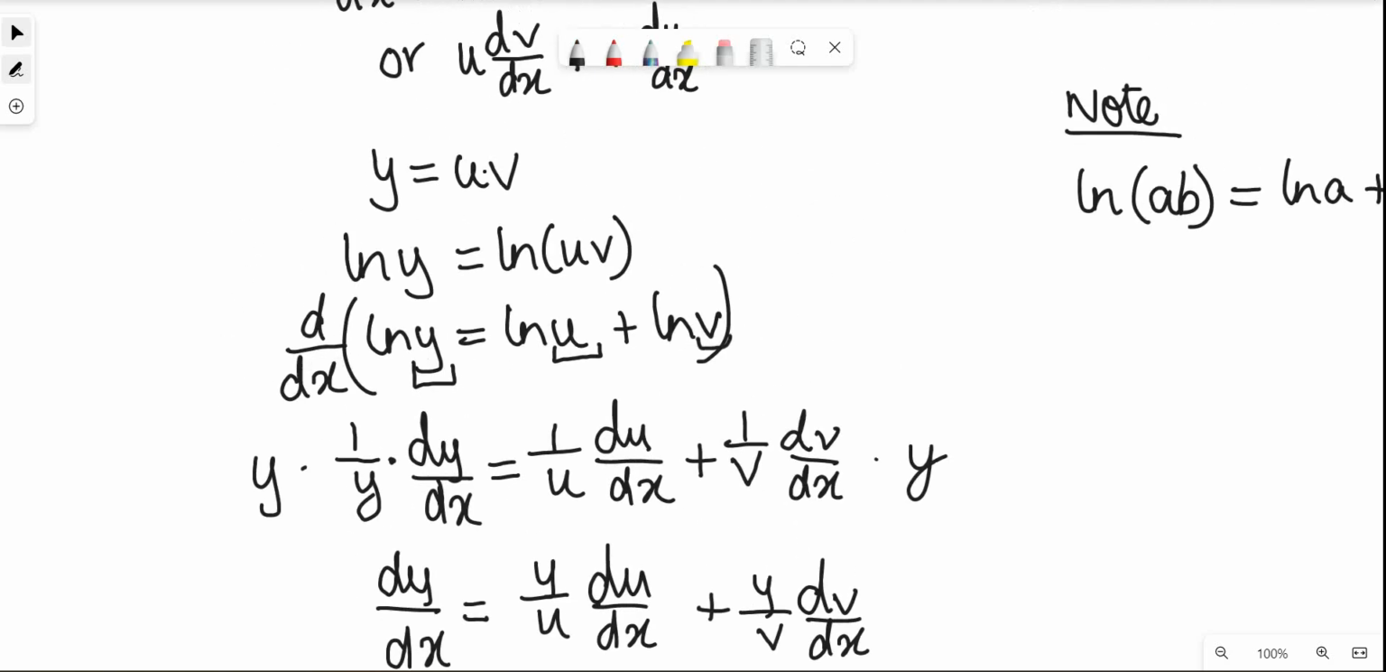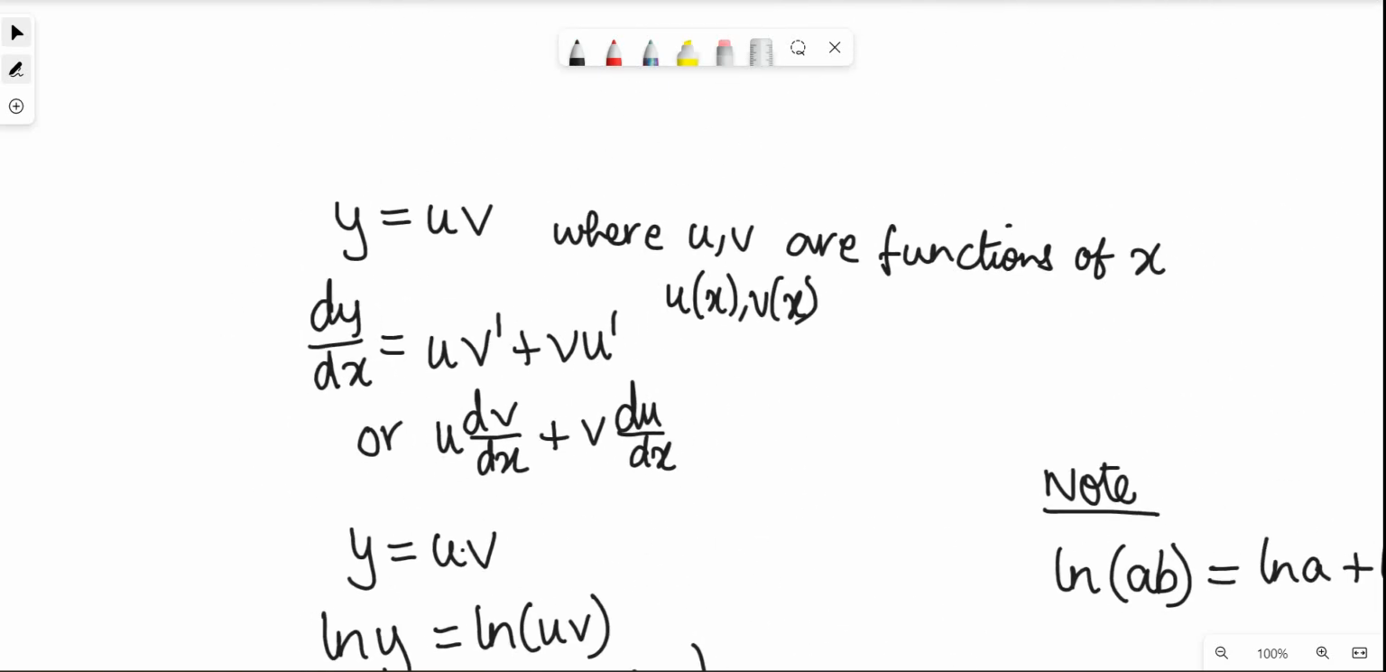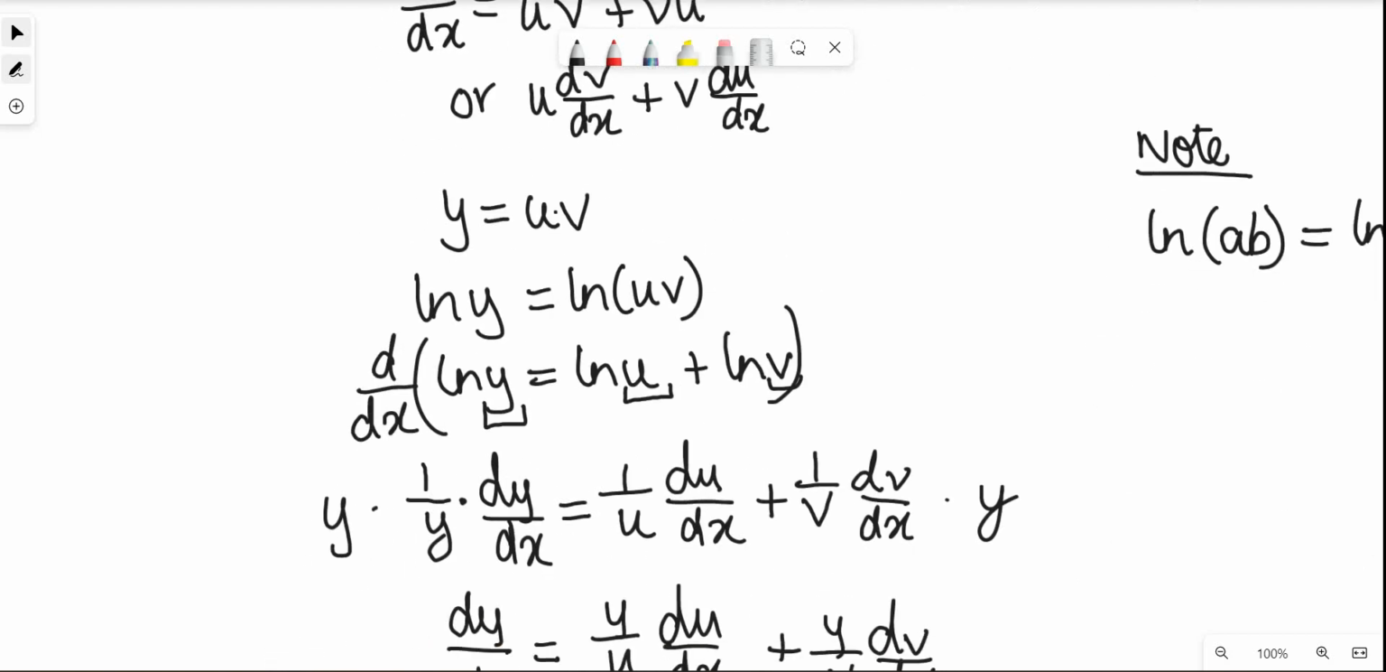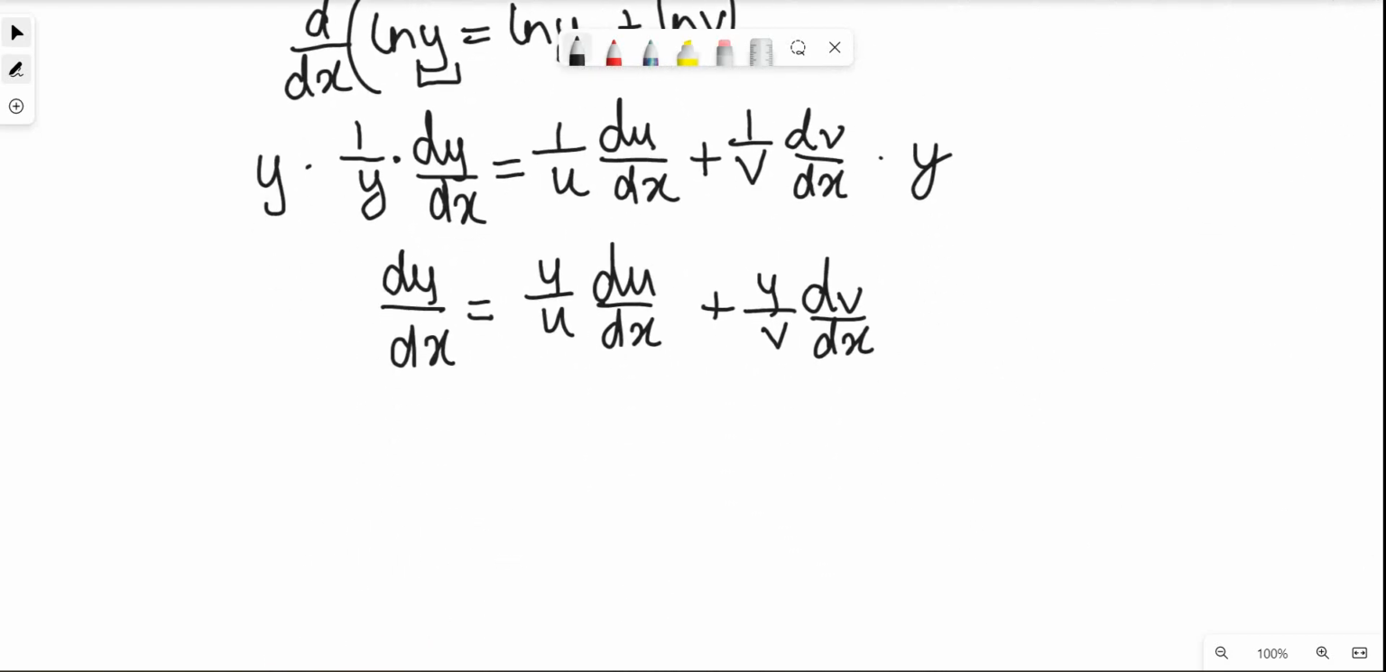Well, remember from before, we defined y equals uv, so we can substitute that back into this equation.